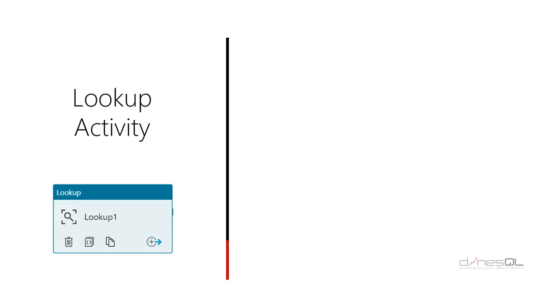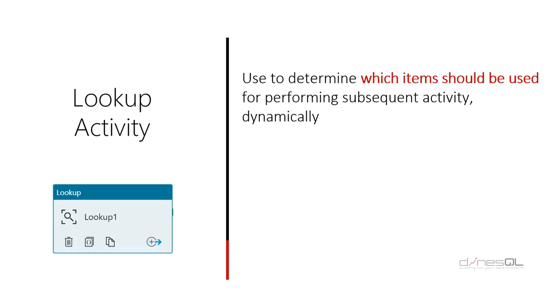Let's talk about lookup activity. Lookup activity allows us to connect with a data source and get a data set loaded into the ADF environment, and then use the loaded items with subsequent activities. ADF supports a large number of data sources, which means lookup activity can connect with all those data sources that ADF supports.